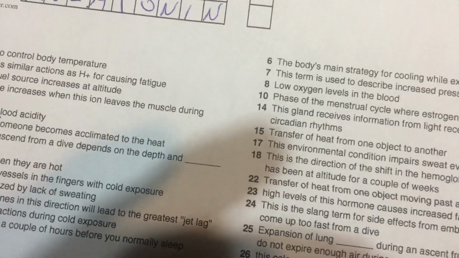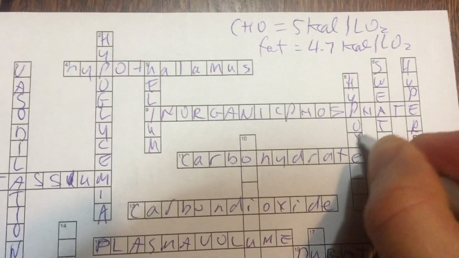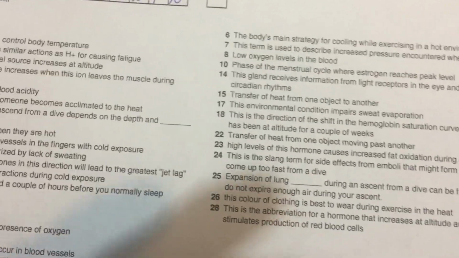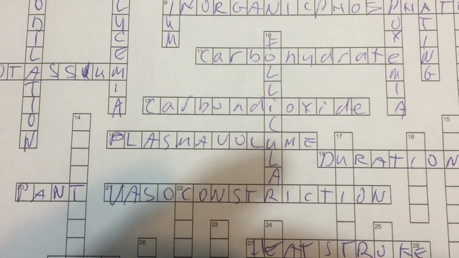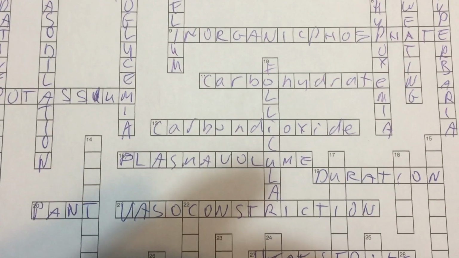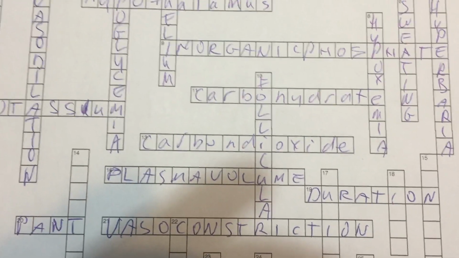8 down, low oxygen levels in the blood. That refers to hypoxemia. 10 down, the phase of the menstrual cycle where estrogen reaches a peak. That would be your follicular phase. And theoretically, that would be the phase where you might see the greatest endurance performance, because it allows greater fat oxidation with that higher estrogen level.